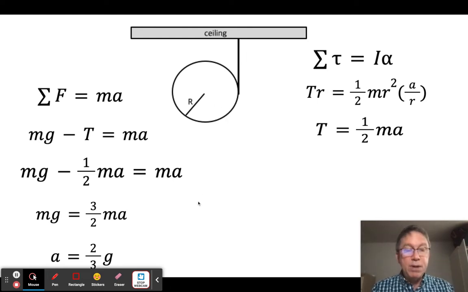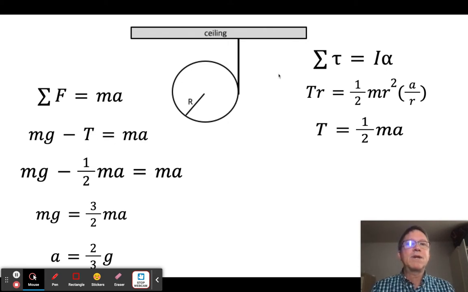I'm going to say down is the positive direction. Remember, always set the direction of motion positive. It supersedes all the other rules, including the right-hand rule. So I'm going to say, well, mg is the positive force and tension is the negative force. So mg minus T equals ma. Problem is, I don't know what T is.